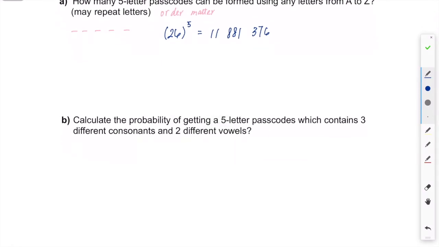B. Calculate the probability of getting a 5-letter passcode which contains 3 different consonants and 2 different vowels. This is different now, right? So what's the criteria? We have to choose 3 consonants. And how many consonants are there? Or maybe let me ask the second question first. We have to choose 2 vowels. How many vowels are there? A, E, I, O, U. So 5 vowels, so 21 consonants.